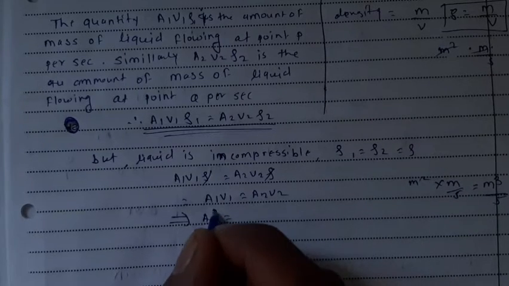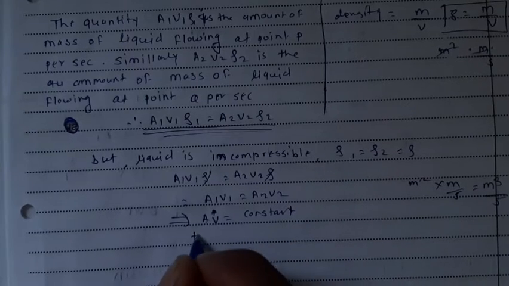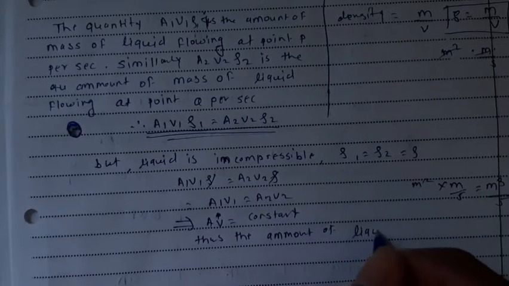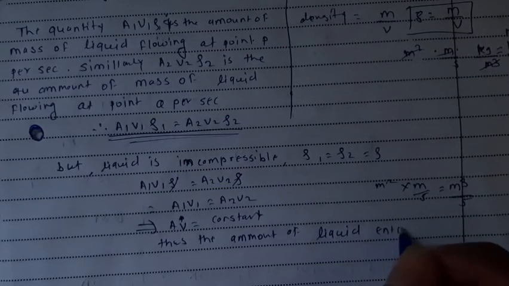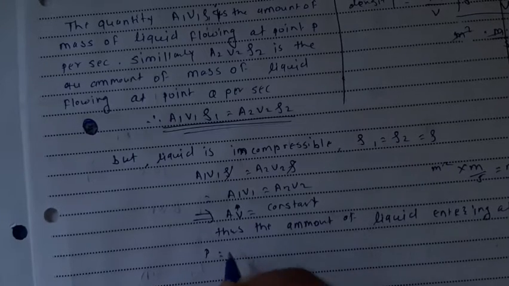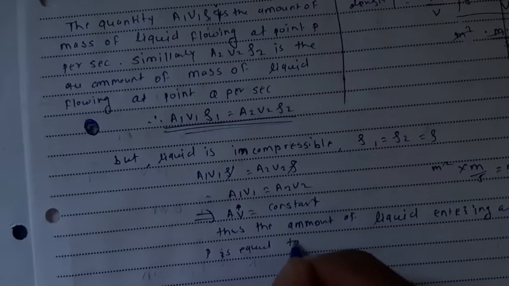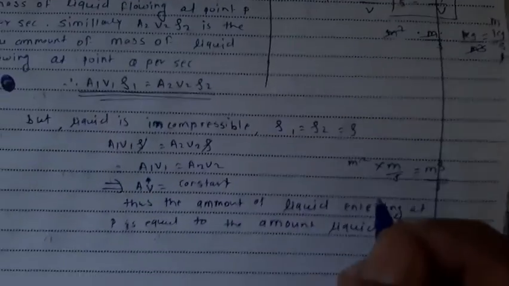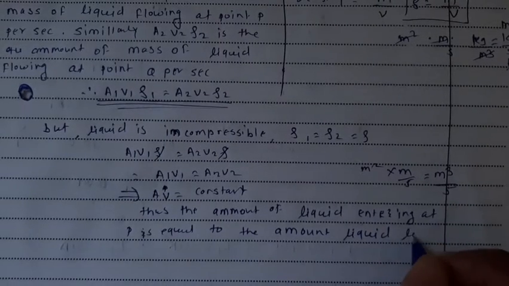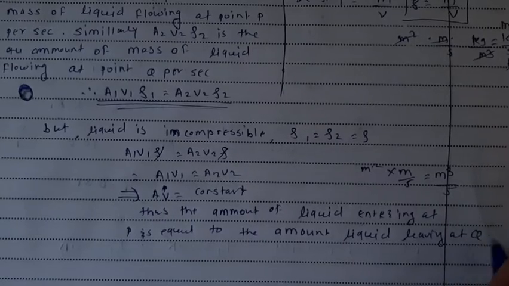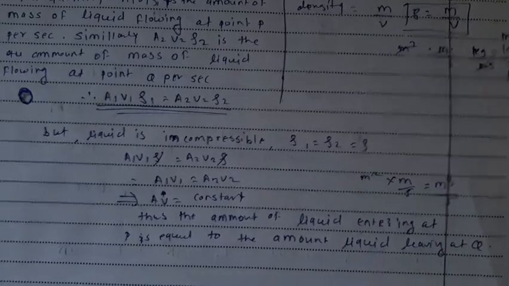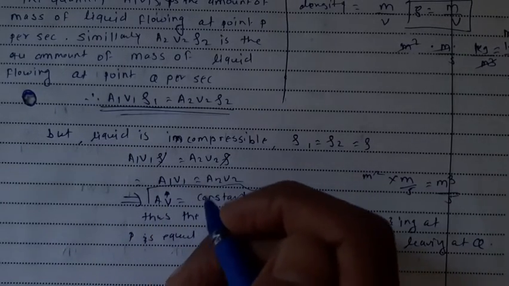Okay, AV is equal to constant. From this we can write, thus the amount of liquid entering at P is equal to the amount of liquid leaving at Q. Okay, thus we have this expression AV is equal to constant, and this equation is called the equation of continuity.